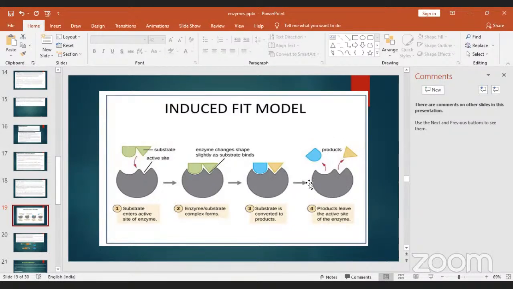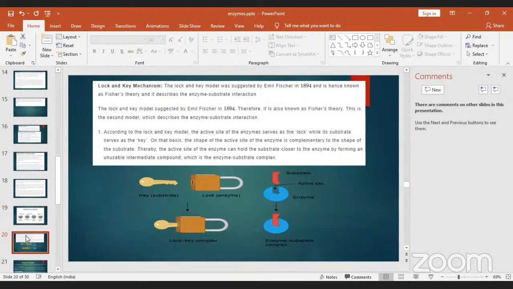As in the fourth case, products leave the active site of the enzyme. After the formation of the products, they leave the active site. So this is the induced fit model.